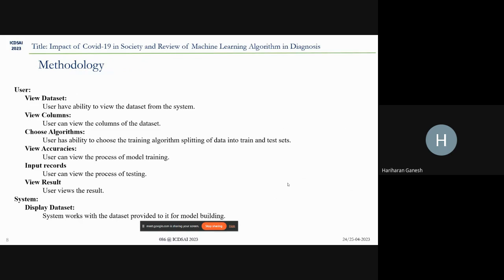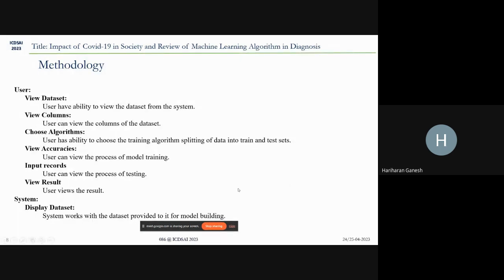The methodology of the project is that the user will be able to view the data set to see if the COVID-19 report matches the data set, and they could give the input. The user can view the columns of the data set and then give the input. Then they can choose the algorithm among the three, and they can even view the accuracies of the algorithm. They give the input of what they have with their report, and then they can view the result.